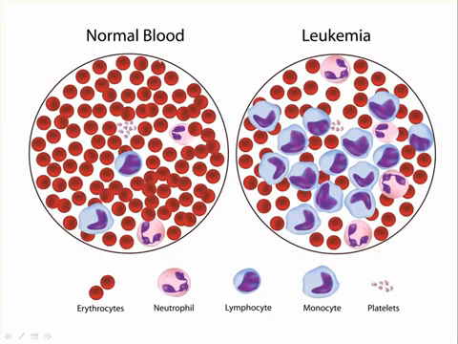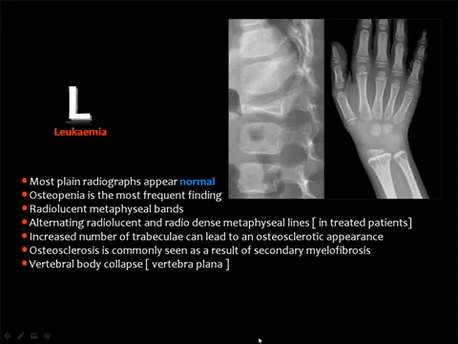Then if you look at the normal blood cells, here you can see that most of the cells are RBCs, some of the platelets, and some types of the white cells. But in cases of leukemia, here you can see that most of the field is occupied by abnormal white cells, and there is a significant reduction in the number of the RBCs as well as the platelets.